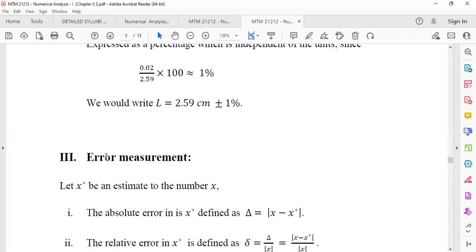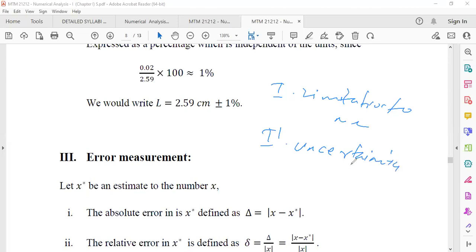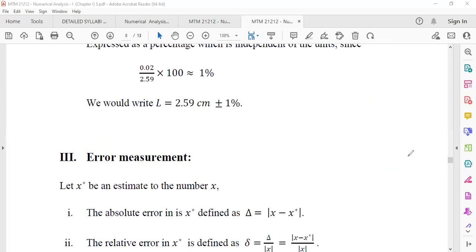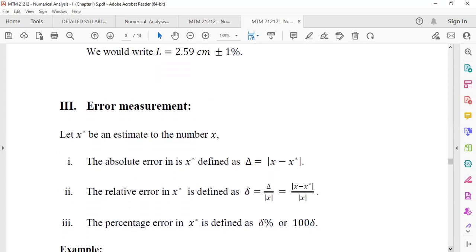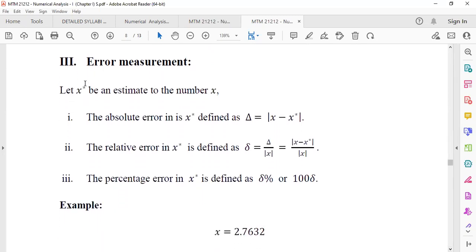So next one, the third one. What is the first one? The first one is limitation to measurement. The second one is the uncertainty of measurement. The third one is the error measurement. Let's see what it is. In error measurement, there are some things we have to consider.